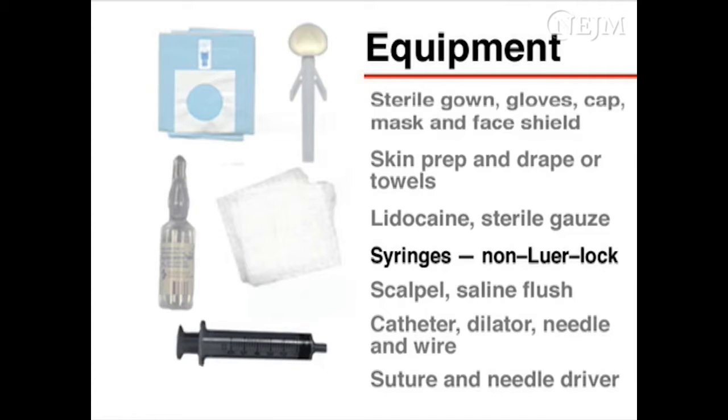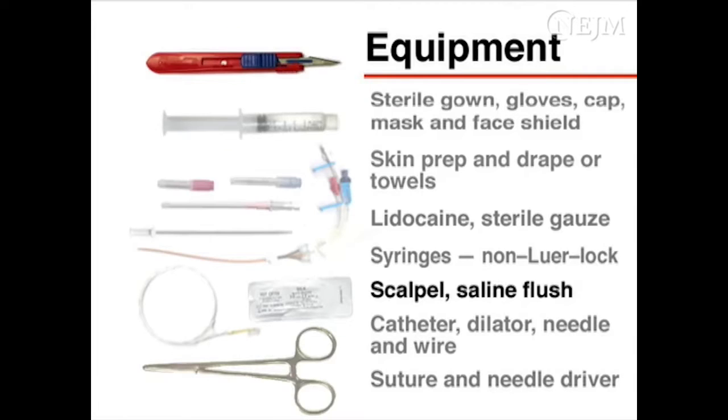to remove from the needle, a number 11 blade scalpel, saline or heparinized flushing solution, a catheter with the appropriate length and number of lumens, a compatible skin dilator, usually 1 French larger than the line, an appropriate sized needle, a guide wire of compatible size, which will pass through the catheter and needle, suture, and a needle driver.